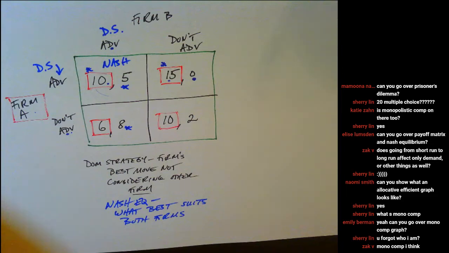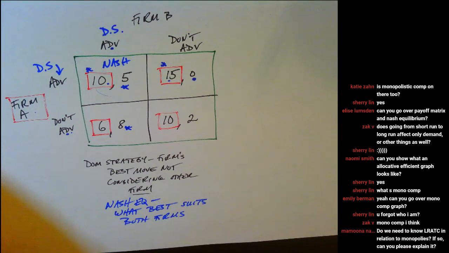And let me go ahead and see if there are any other questions for payoff matrix. So that was Elise's question on payoff matrix. Okay. Mono comp. What's mono comp? Okay. Do we need to know LRATC in relation to monopolies? I don't believe so. I don't believe there's going to be anything in there as well.